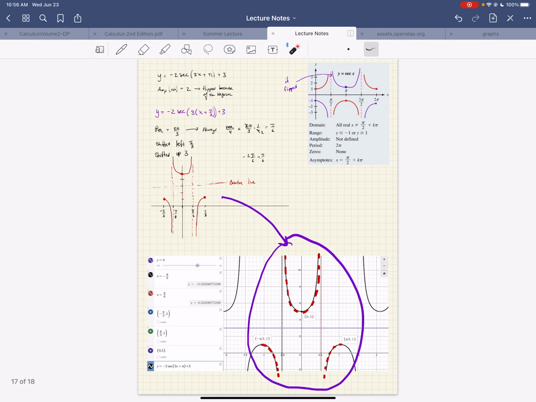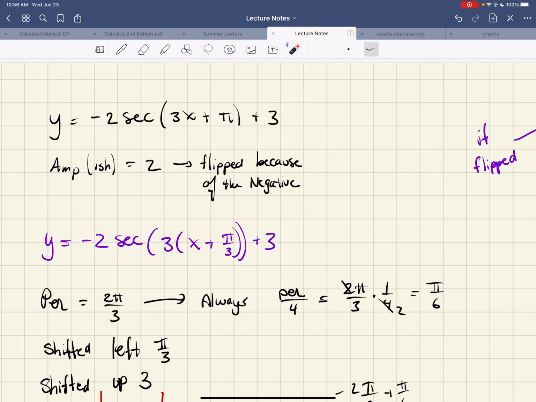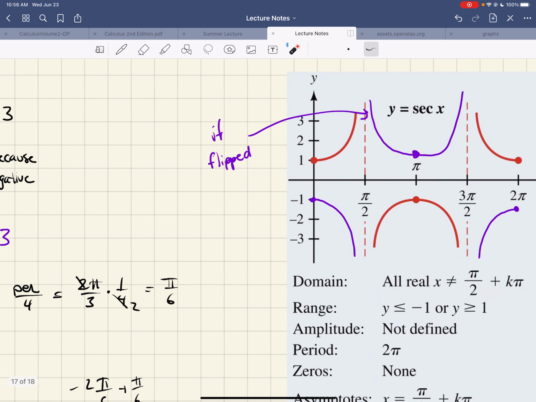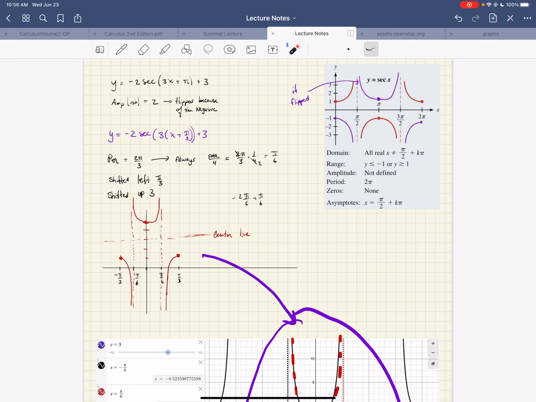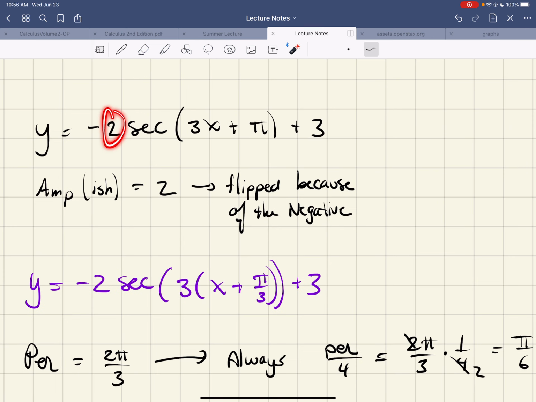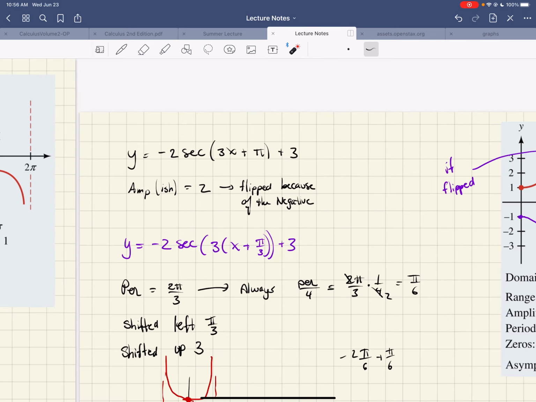All right, next one. We see here we've got a secant graph. And so secant, I pulled the secant out. It's the sad panda, I called it in class. And again, it doesn't have an amplitude, so it's an amplitude-ish. And we see that it's a 2 out there. It should be the absolute value of -2. That's what the book says. But I say it's 2, and then that flips it. And so take it however you will.